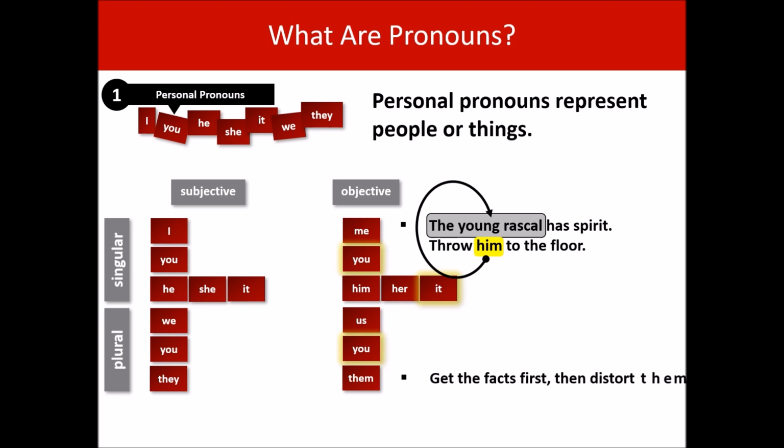Here is another example. Get the facts first, then distort them. Them is an example of an objective personal pronoun. It replaces the noun phrase the facts, which is the antecedent. Them is not the subject of distort. Therefore, we have to use the objective version.